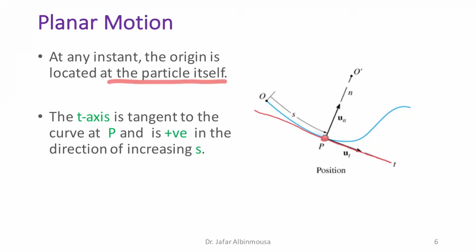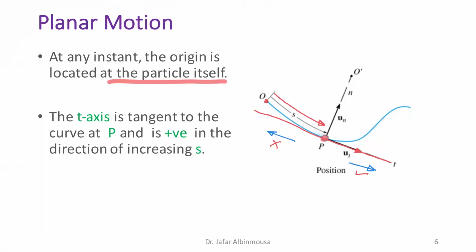And what remains is, should the ut point in this direction or that direction along the tangent. And the way to determine this is by looking at the direction where s is increasing. So if we take this point as the origin, we can see that s is increasing in this direction. And this is why we pick this, not this one. This is why ut will point in this direction.